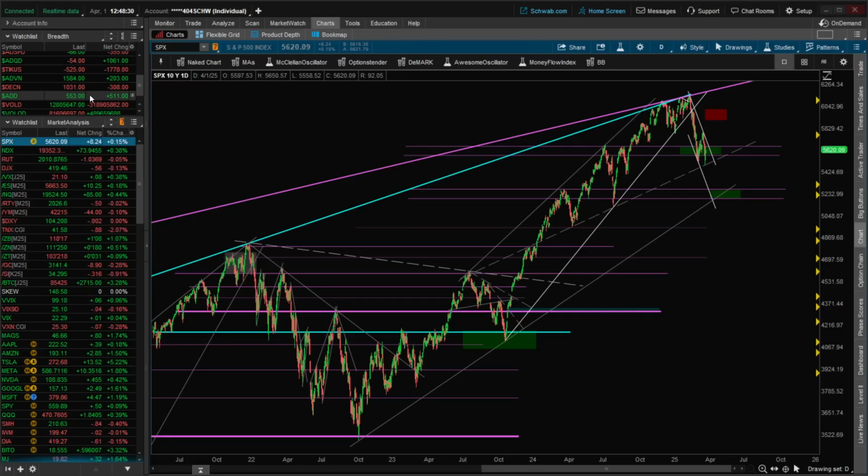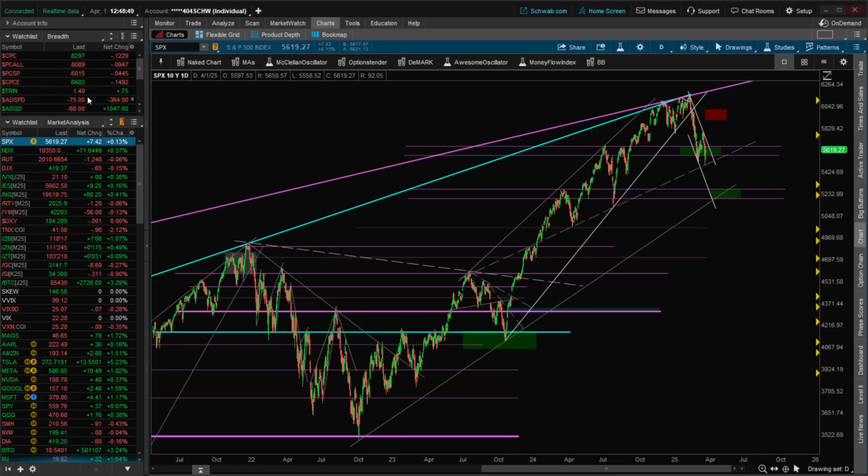Pat is usually our guy in the Discord that updates us on ADD. So thank you, Pat. And so it's actually looking not too bad. It was up to 900 today. So breadth is getting better on this turnaround here.